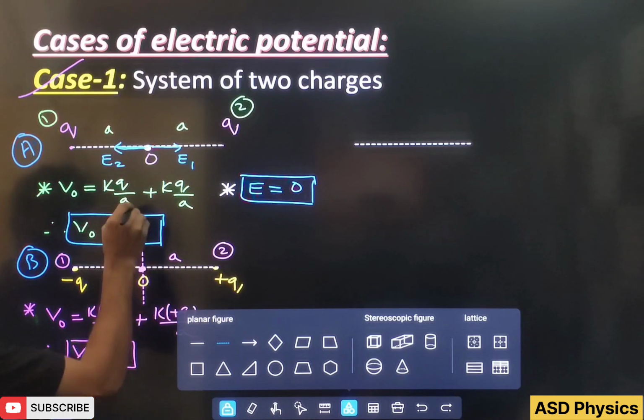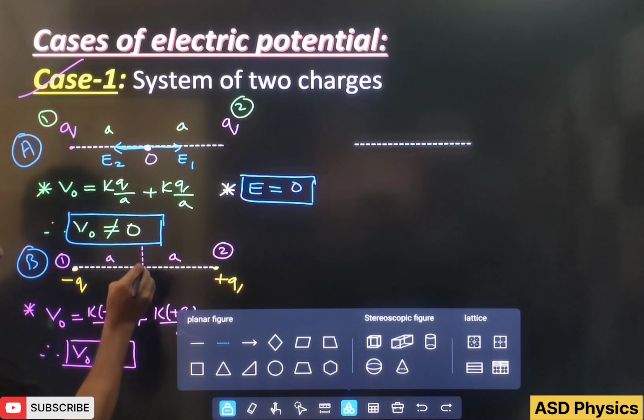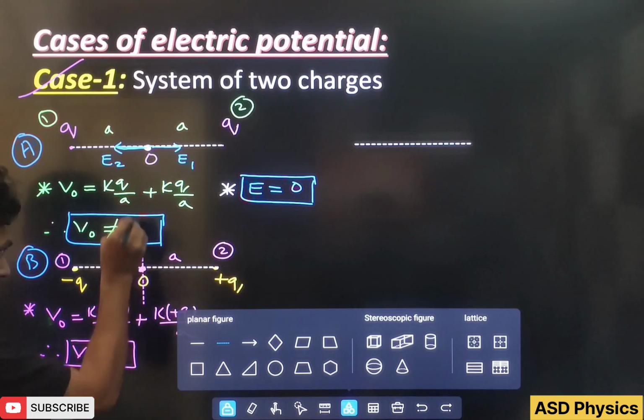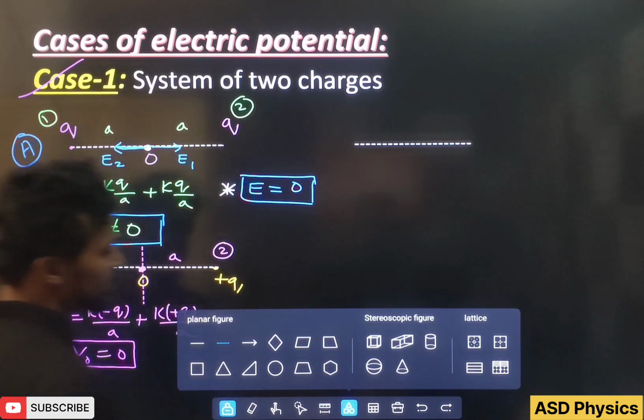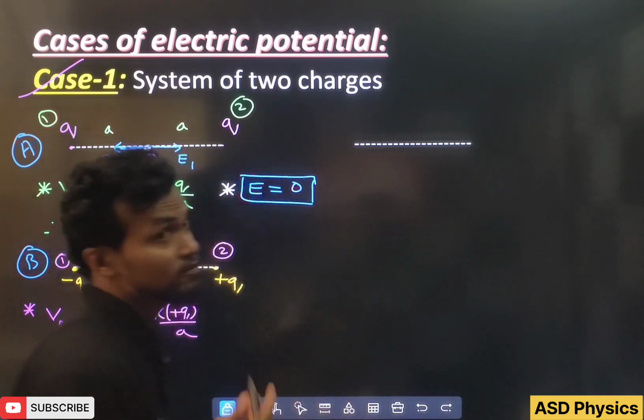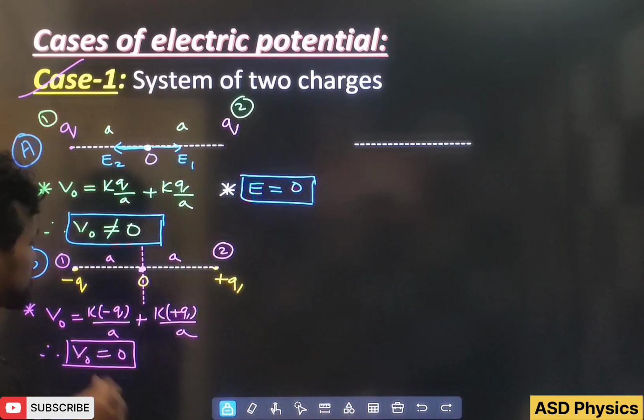Even students, I will just tell you here, even if you take any point on this line, this is called the equatorial plane in a dipole, you know very well. So if you take any point, maybe here, maybe here, any point on this line, what will happen at all the points? Potential will be 0. That we have learned, electric potential at the equatorial point of the dipole. So anyhow potential will be 0.